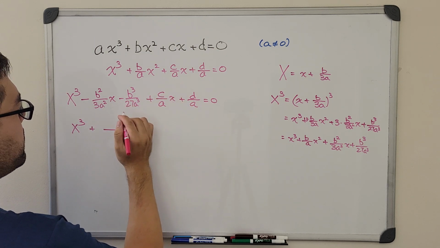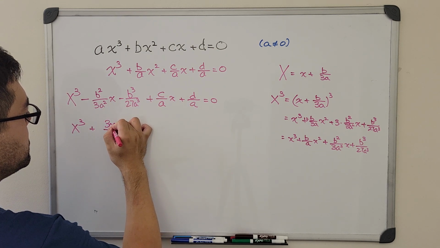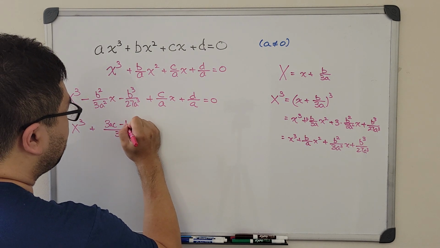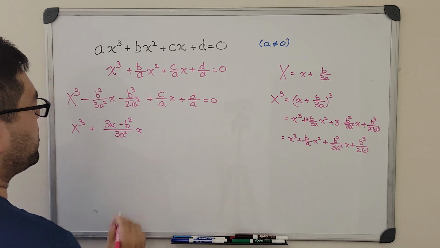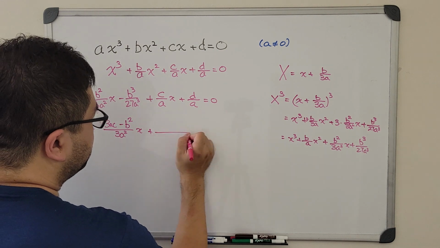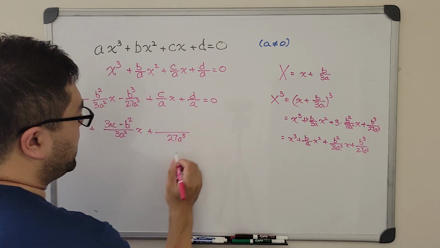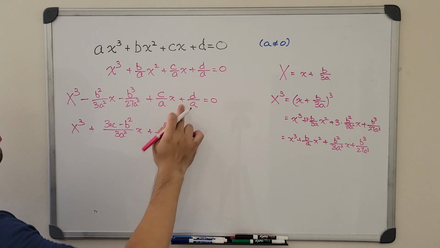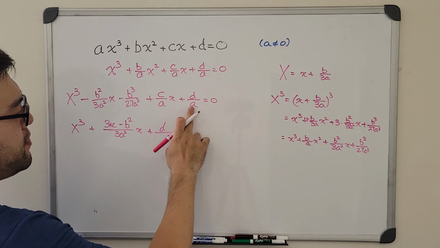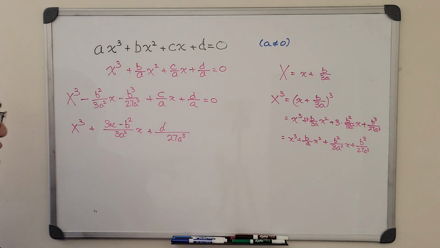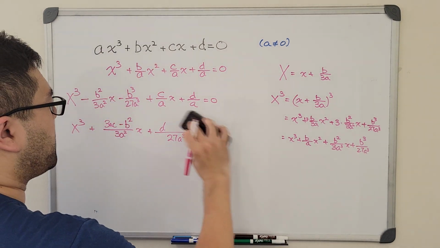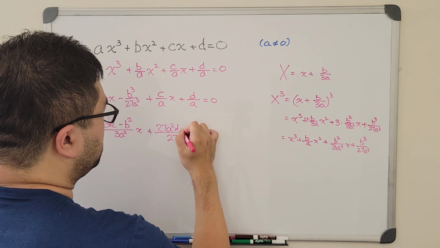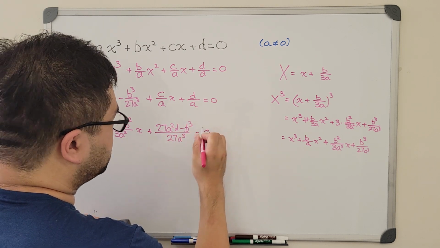here we have 3ac, so we multiply both top and bottom by 3a, minus b squared times lowercase x, plus 27a cubed on the denominator. So how much did we multiply? We multiply the bottom by 27a squared. So what do we need to do to the top? Same thing. A squared minus b cubed equals 0.